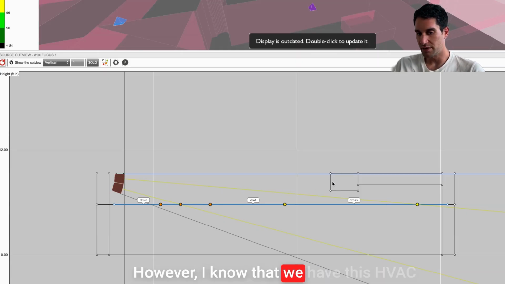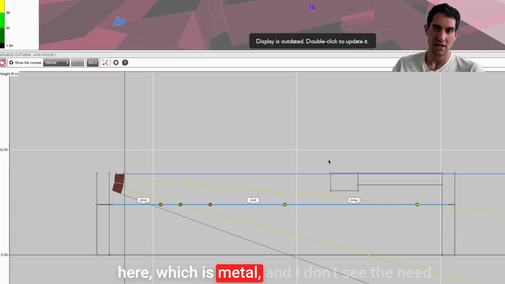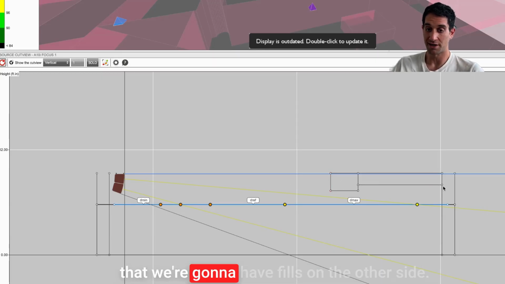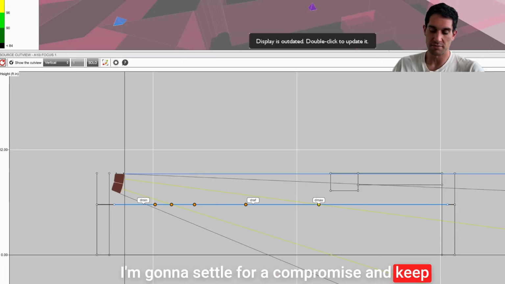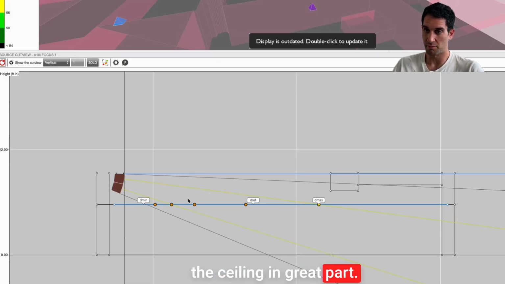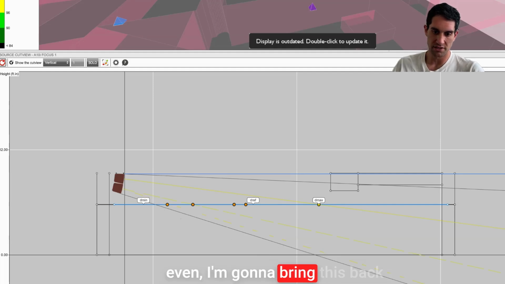However, I know that we have this HVAC here, which is metal, and I don't see the need to put as much energy into that, knowing that we're going to have fills on the other side. I'm going to settle for a compromise and keep that first box at 2.5 degrees. We're still going to be avoiding the ceiling in great part. To ensure that the coverage is even, I'm going to bring this back up to 5 and leave it there.